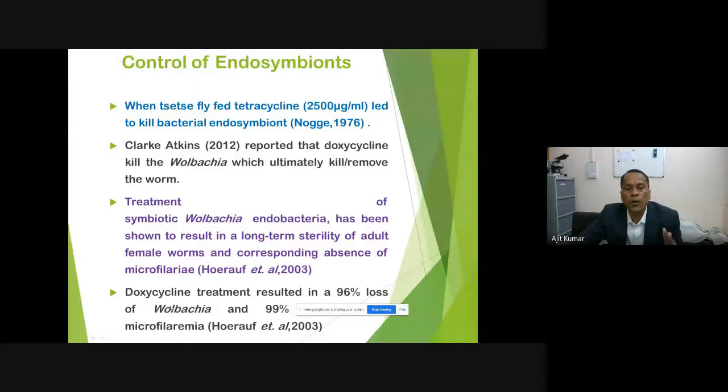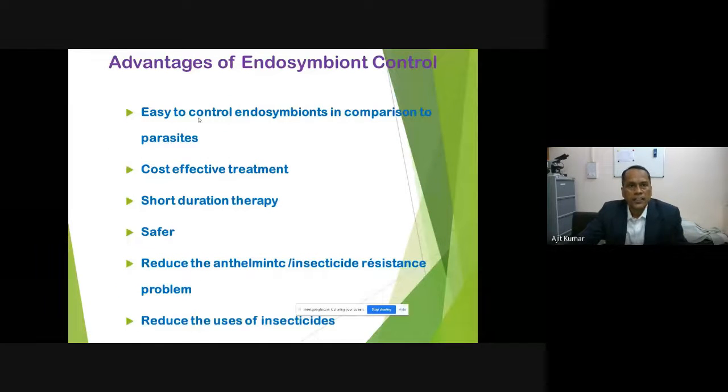So these are some important control methods. These are the advantages of endosymbiont control: it is easy to control the symbiont in comparison to the parasite, because of various types of anti-parasitic resistance and anti-parasitic residues that come into the milk and different products of livestock. This is cost effective. The chemicals used against endosymbionts are less expensive in comparison to anti-parasitic drugs. These lead to short duration therapy, are safer, and no anthelmintic and insecticide resistance occurs due to control of the endosymbiont.